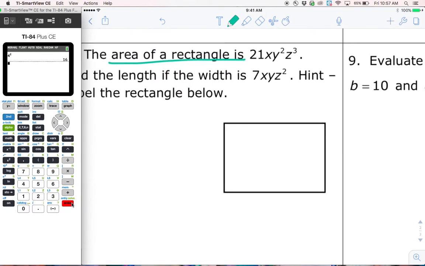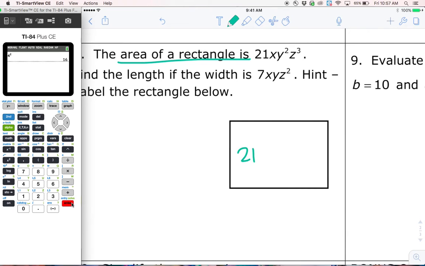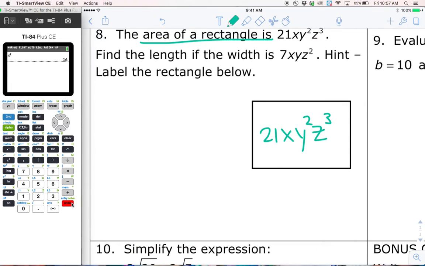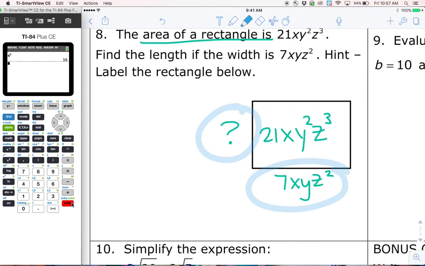So I'm going to label this 21xy squared z to the 3rd power in my rectangle, because that's the area. So let's find the length if the width is 7xyz squared. Normally in an area problem like the one we just did, we would multiply things. But in this case, I don't have this other side, right? We know we're supposed to multiply this side times this side to give us the area. But we already have the area and we don't have this other side. So we don't multiply, we divide.